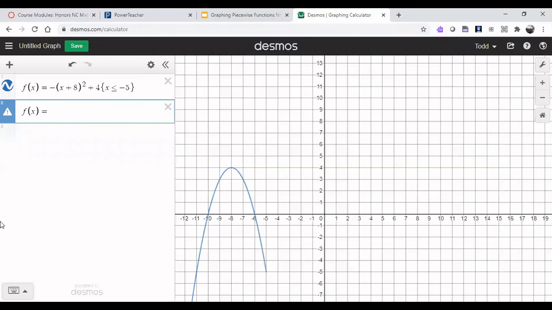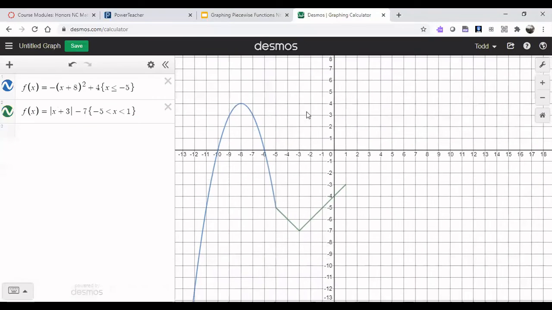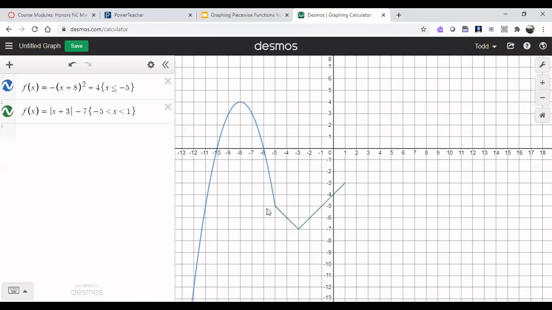equals, remember, absolute values. There are absolute value marks on your keyboard above your slash, right above your enter. I'm going to come down here, absolute value, x plus 3, click on the absolute value again to end it, minus 7, curly bracket, negative 5, less than x less than 1. So far, that absolute value function, it is continuous.